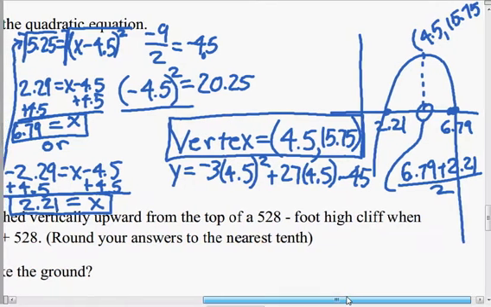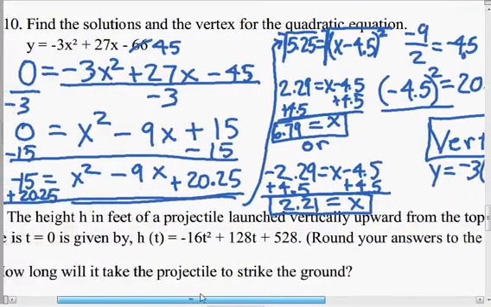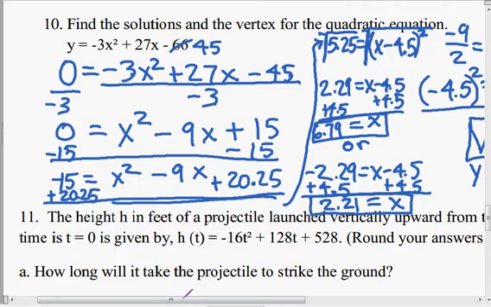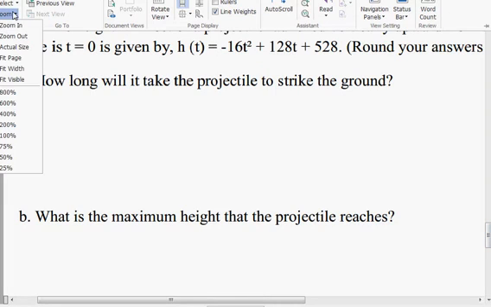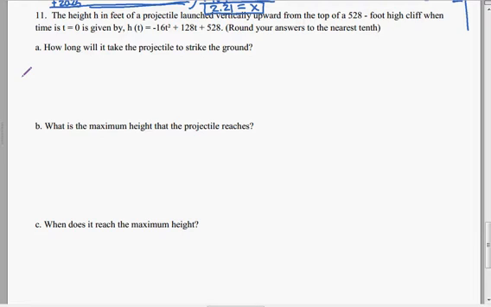Okay. Problem number 11. The height h in feet of a projectile launched vertically upward from the top of a 528-foot cliff when time is t equals 0 is given by h of t equals -16t squared plus 128t plus 528. Round your answers to the nearest tenth.